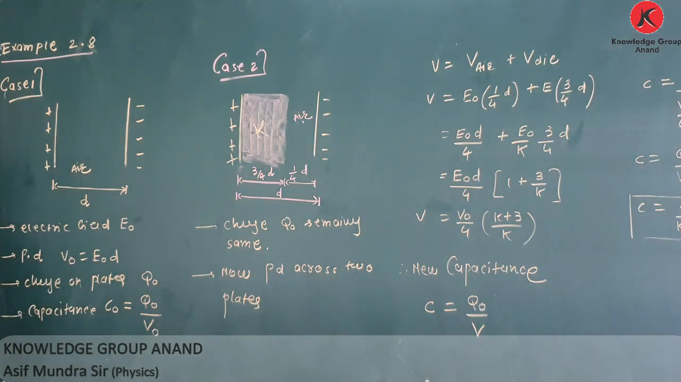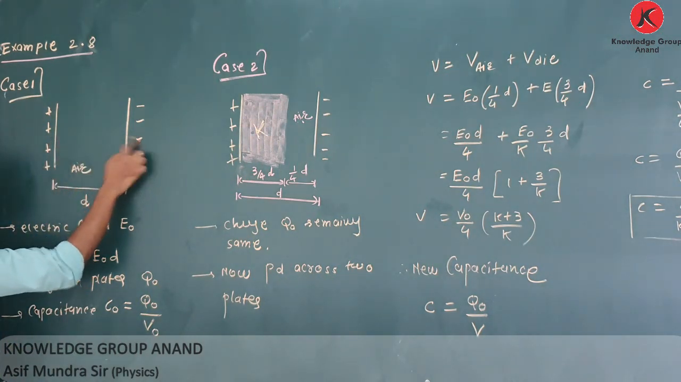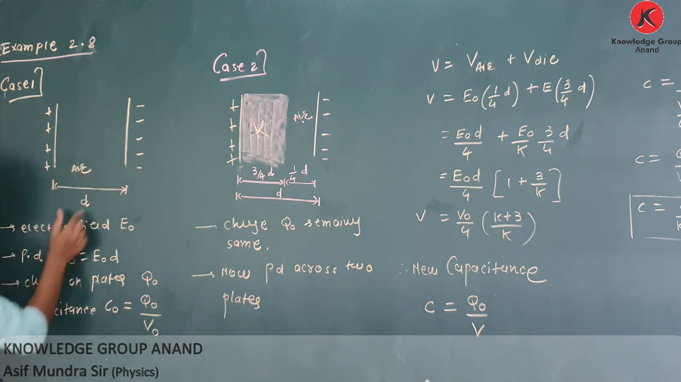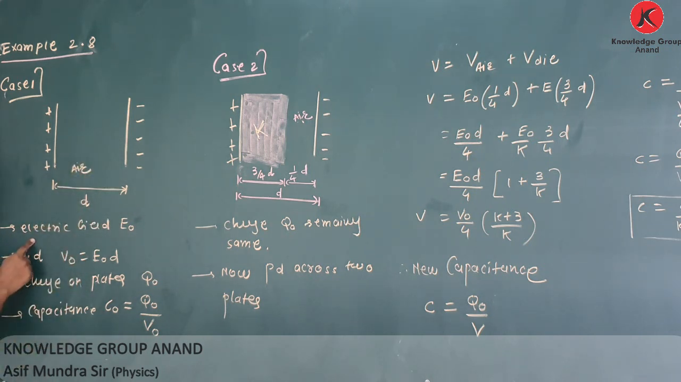See how to solve. Case 1: two plates of the capacitor, the medium between them is air, and the distance between them is D. Let the electric field in this region be E0. Potential difference V0 is equal to E0 into D. Charge on the plate of the capacitor is Q0. So capacitance C0 is equal to Q0 upon V0. Clear? The 0 indicates the initial condition when there is air.